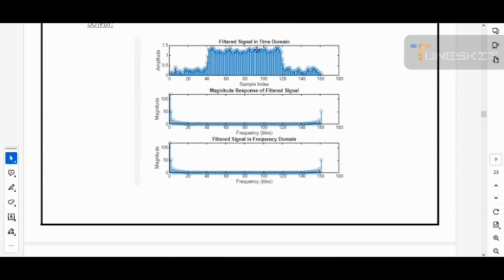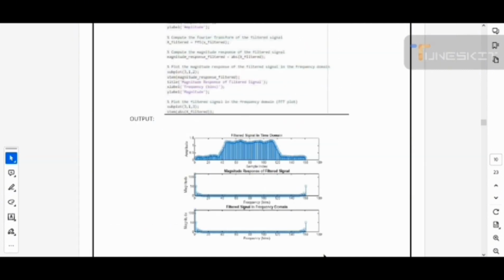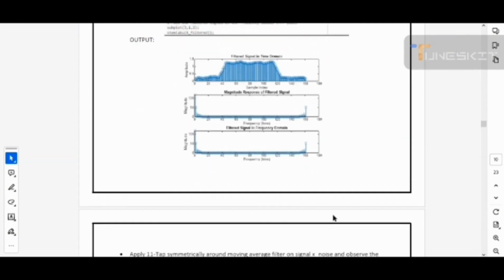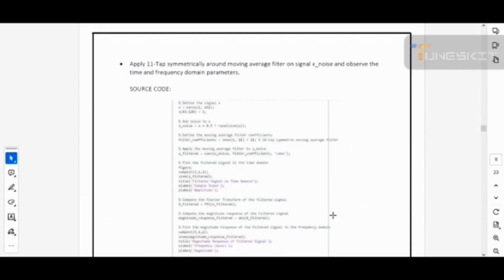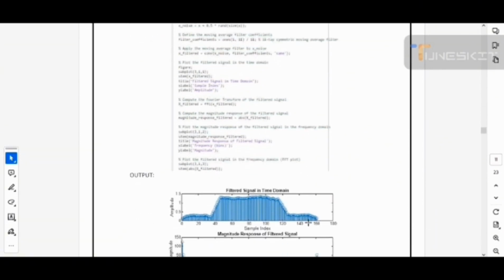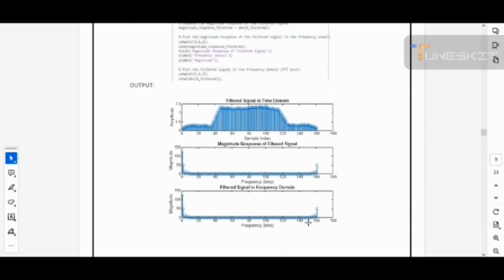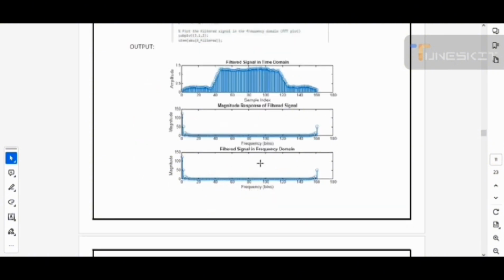The first is the filtered signal in the time domain, then the magnitude response of the filtered signal, then the filtered signal in the frequency domain. The next lab task we have been given is to apply the 11 tap symmetrical moving average filter on the signal x noise and observe the time and frequency domain. Here we have to make the filters; we have used x equal to 0 and all the commands that we used in the previous code.